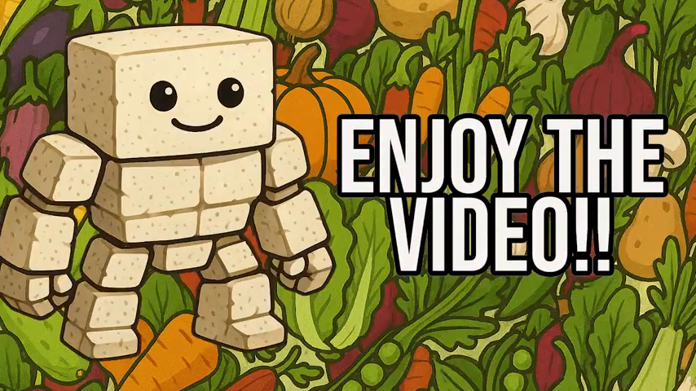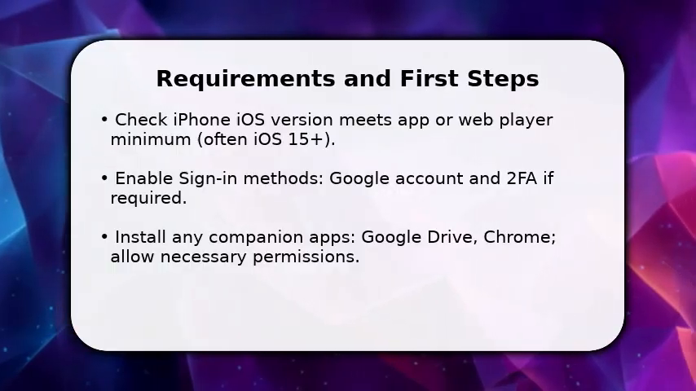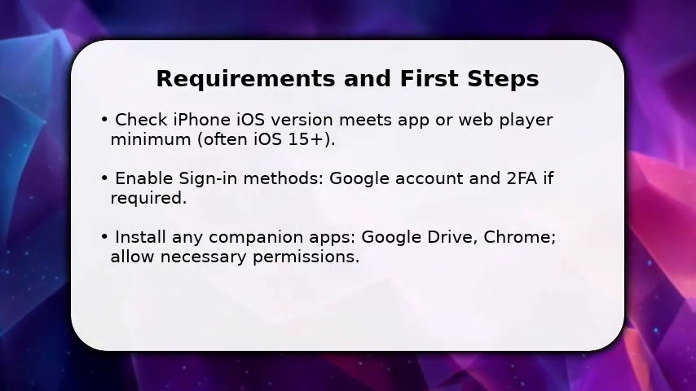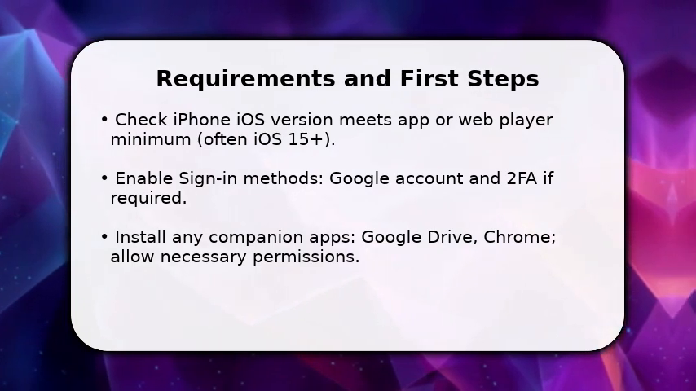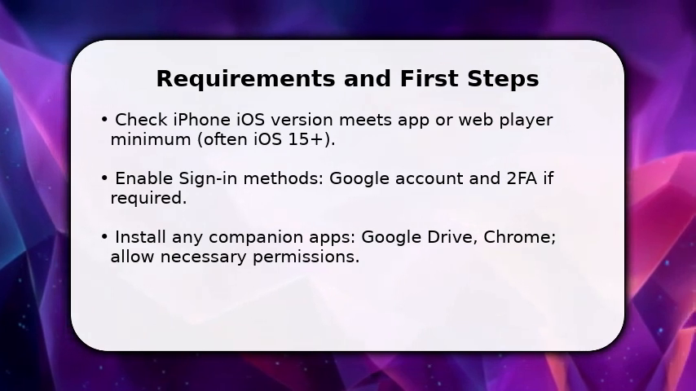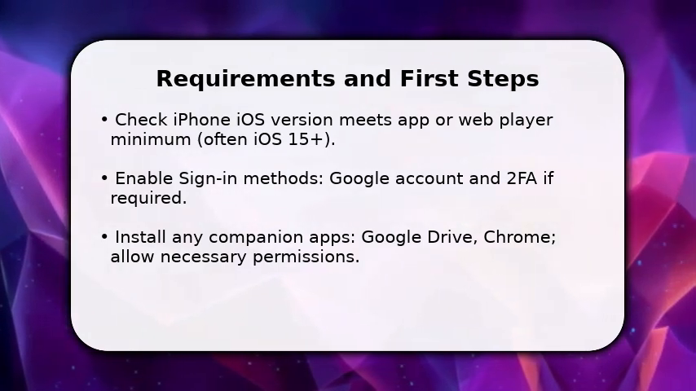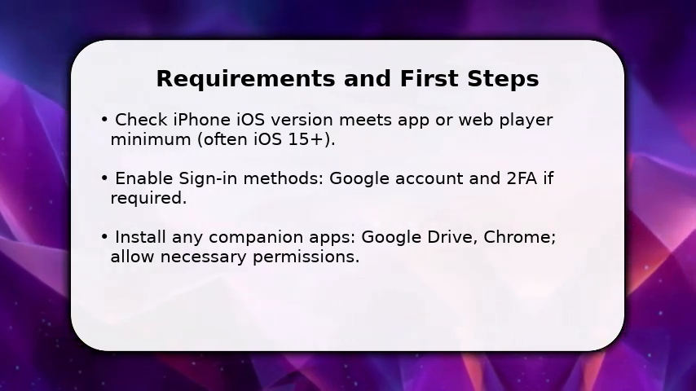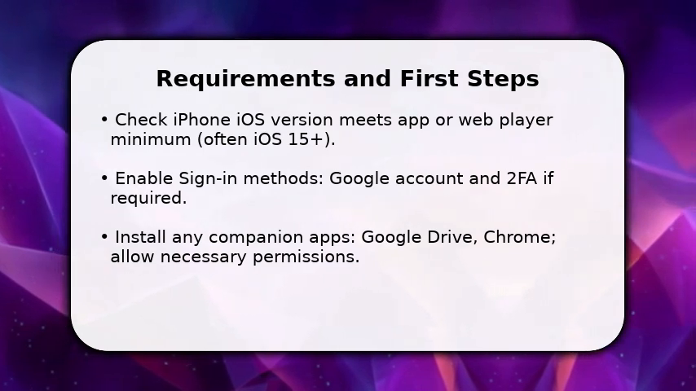Please enjoy the video. You start by confirming prerequisites. Your iPhone must run a recent iOS version, and you need an active Google account with two-factor setup. Once done, install companion apps like Chrome or Google Drive only if the service requests them, and grant basic permissions so sign-in flows work. Make sure storage and network are stable.